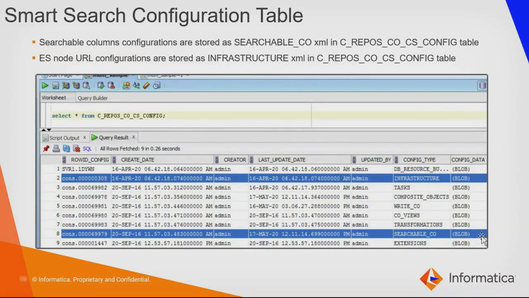If you double click over it, you will be able to retrieve the XML, which talks about whatever columns we have marked as searchable. On the same platform, if we focus on the second row, infrastructure, this talks about the Elasticsearch nodes, the URL which we have defined, the ES node name and the HTTPS URL. We can double click on the blob file and retrieve those specific details. This is actually helpful.